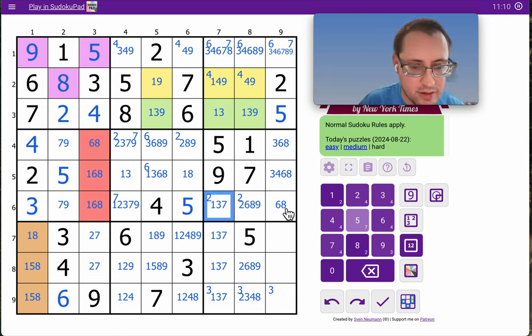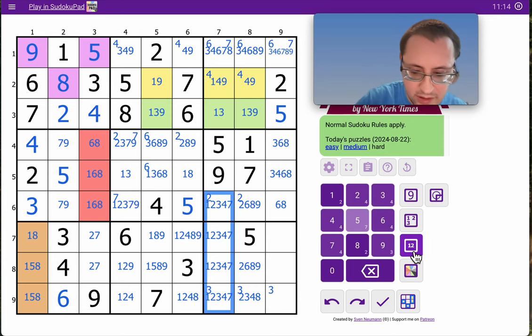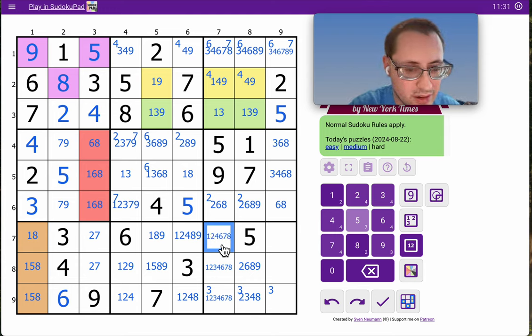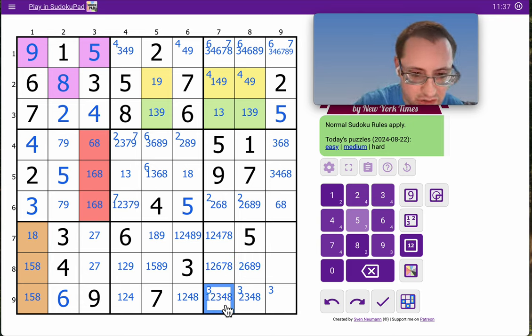This one can't. Okay, and place the even digits just for fun. That one sees 1, 3, and 7. 4. One sees 3 and 6. That sees 3, 4. This sees 6, 7.